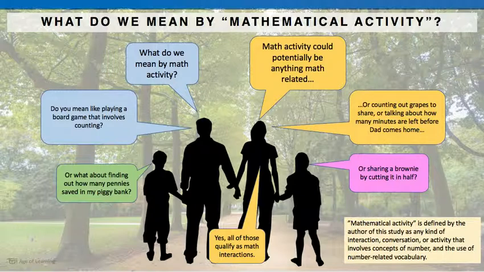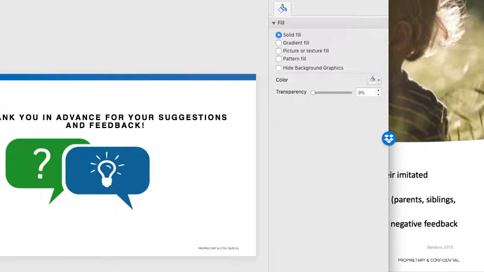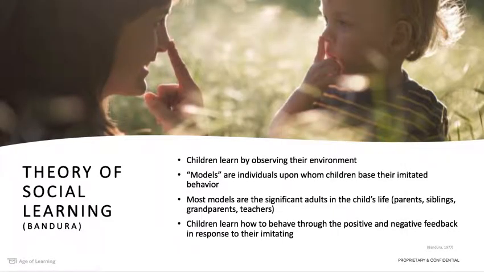All right, so what are the foundations of this study? Well, this study is grounded in the social learning theory of Bandura, Marjorie Banks, and Vygotsky. Bandura talked about children learning by observing in their environment, and this idea of models that are the examples upon which children are basing their imitated behavior. Most of the models in their lives are their parents or their siblings or their grandparents. And children learn how to behave or what to do or how to act through the positive and negative feedback that they receive in response to their imitating of these examples.